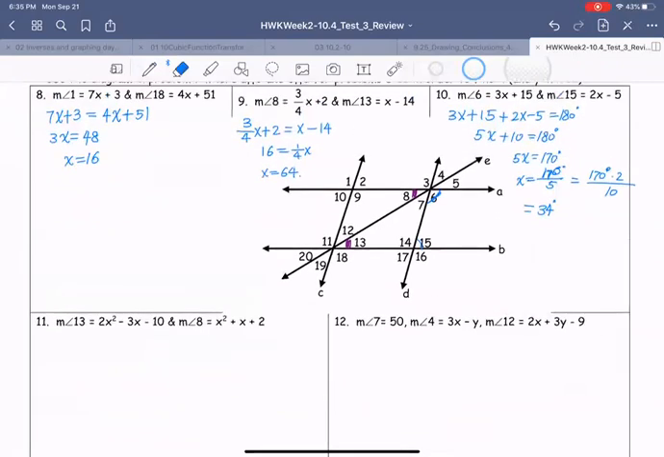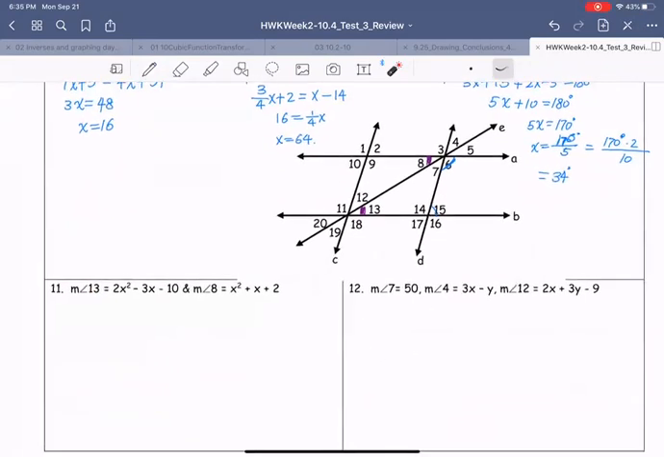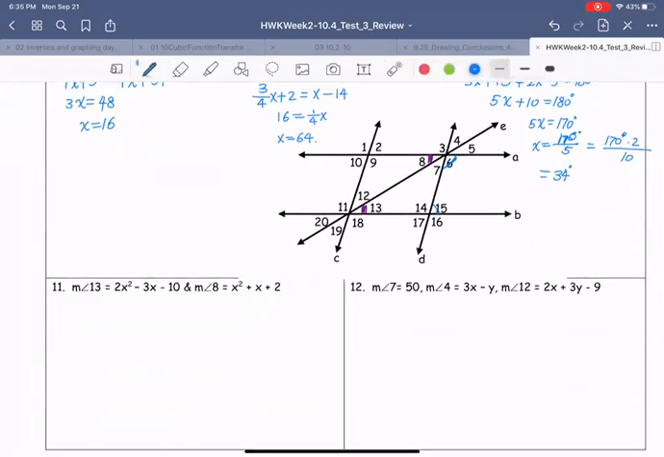Look at number 11. You have 13 and 8. You can go ahead and solve this. This is the time to do our quadratic equations. 13 and 8.